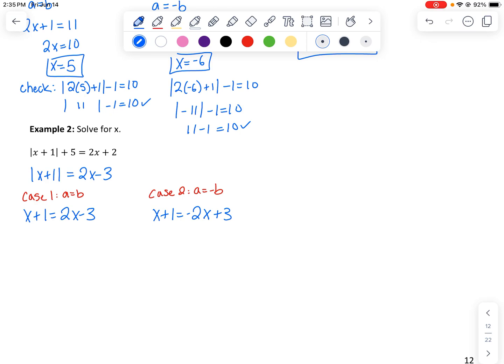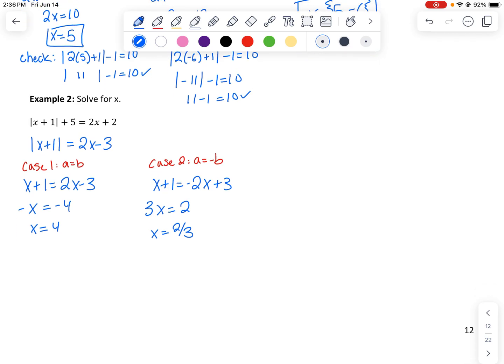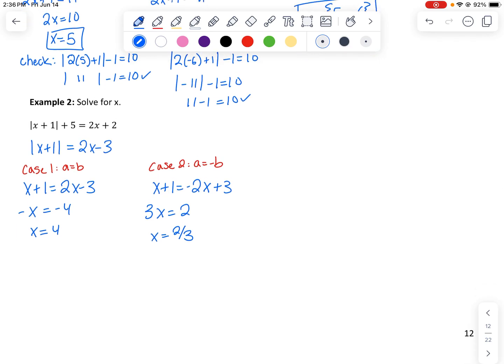So in this case, I'll get my x's to the same side. So I get -x equals -4, or x equals 4. I know I'm doing a lot of calculations in my head. And then in this case, we would have 3x equals 2, so x equals 2/3. Now, because there's an x on both sides of this equation, this is when we could have an extraneous solution. So I went through all of my process of solving, so I think that there's two solutions, but when I check them in the original, we will find out that that's not the case.